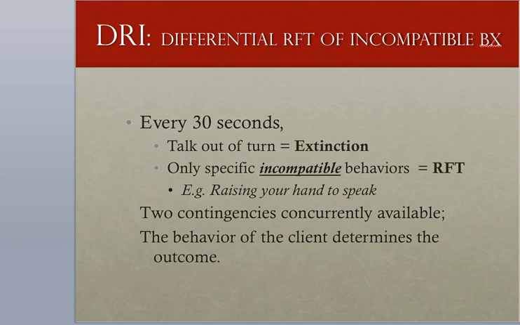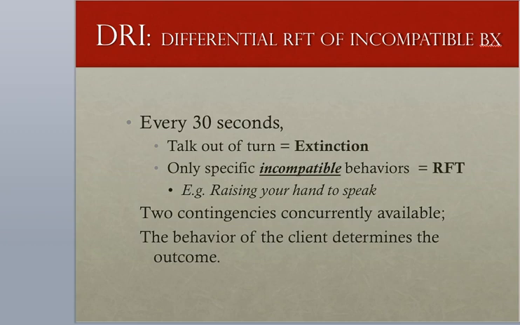So the example here is that now every 30 seconds, talking out of turn is placed on extinction, as it was with the DRA and the DRO. But now, only a very specific incompatible behavior will produce reinforcement. So in this case, it might be raising your hand with your mouth closed is what will produce reinforcement.